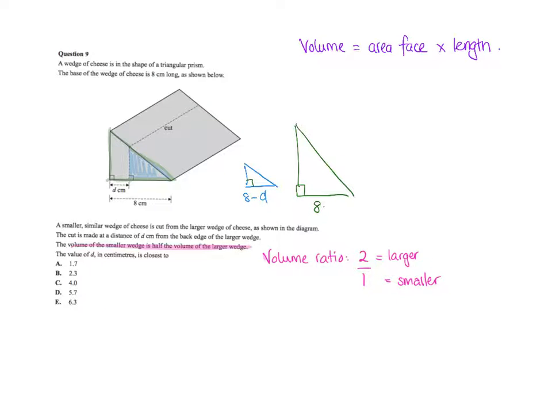So we have a length ratio of the wedges. If I say large to small, we've got 8 compared to 8 minus d. What we have to be careful of, though, is that the similarity is only in the length and the area, because if you have a look, they're both the same length here, or distance that way.